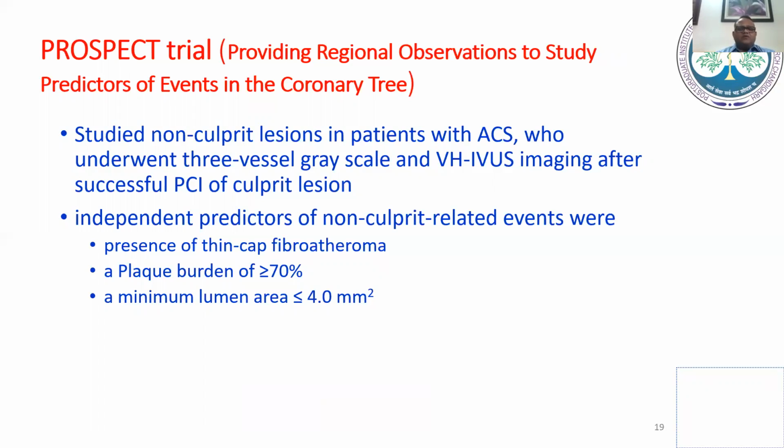What was found is that those insignificant lesions which had a clinical event at follow-up were the ones with the presence of thin cap fibroatheroma, a plaque burden of more than 70%, and a minimal luminal area of less than, say, 4 millimeters squared. So this is a new area where one has to have an idea about which vulnerable plaque or insignificant lesion is going to have a clinical event in the future, and they should be aggressively managed and treated at the appropriate time.